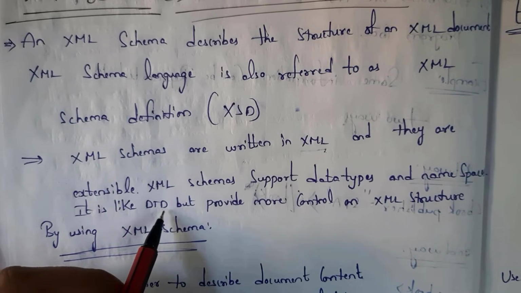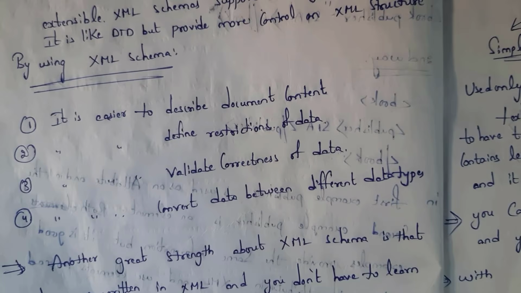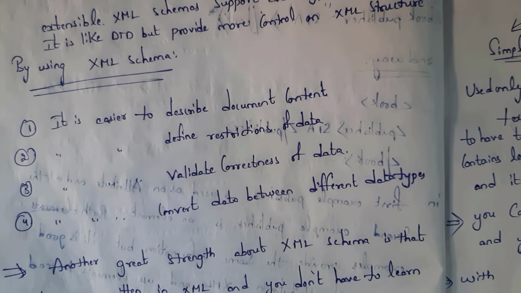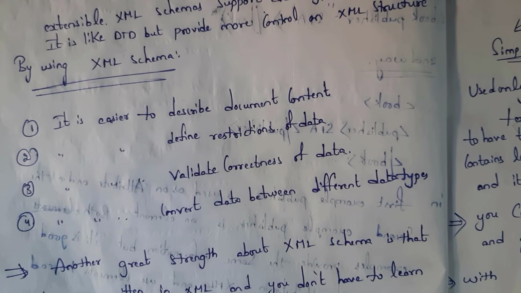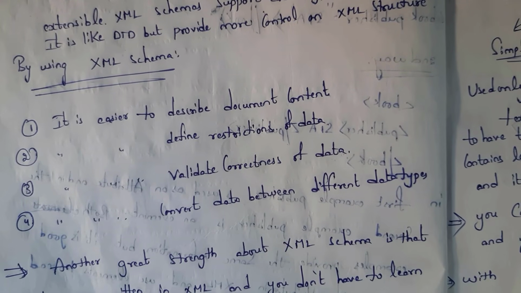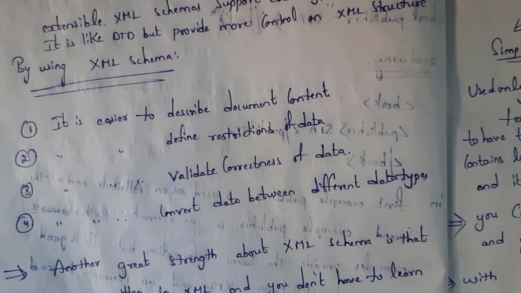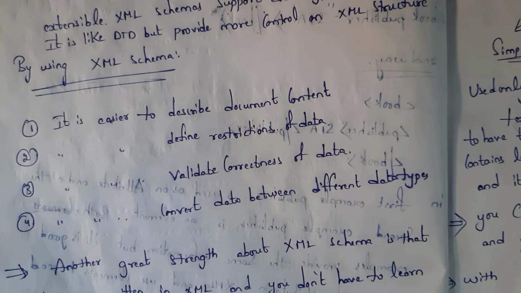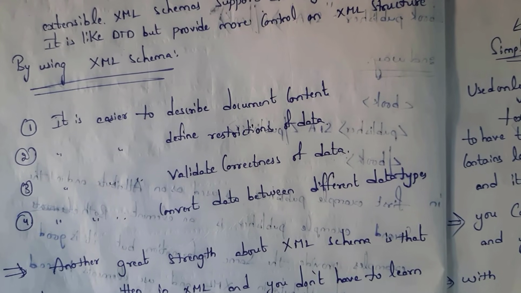I did not explain this XML DTD. I will explain this in this session. We can perform 4 things by using XML schema. First one is we can describe document content, and second one is we can add restrictions to our data, and third one is we can validate correctness of data. That means we can check errors present in the data. And fourth one is we can convert data between different data types. We can easily convert one data type into another by using XML schema.